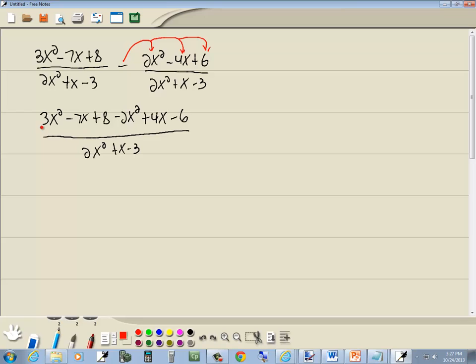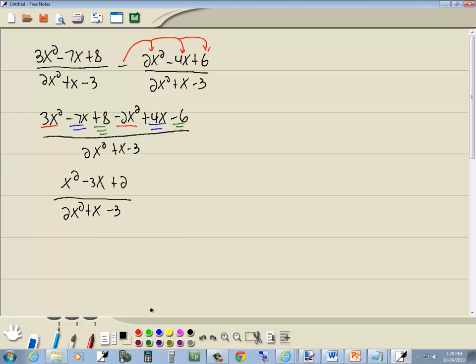No matter where you are in math, you should combine together like terms. Here we have 3x squared minus 2x squared. That gives us x squared. Here we have negative 7x plus 4x. That gives us negative 3x. And here we have 8 minus 6, which gives us 2. All over 2x squared plus x minus 3.